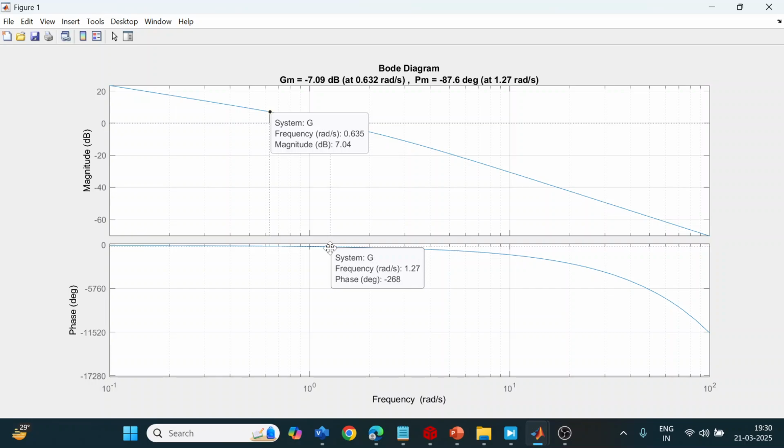Now what is the phase margin? You have to add 180 here. So minus 268 plus 180, it will be around minus 87.6 degree. So your phase margin is also negative, and your system is quite an unstable system.